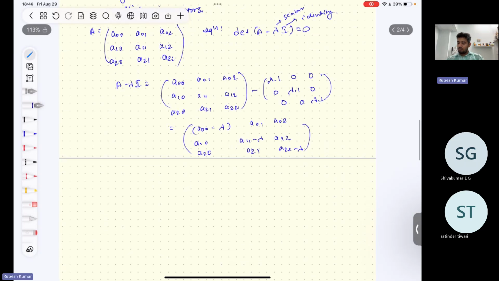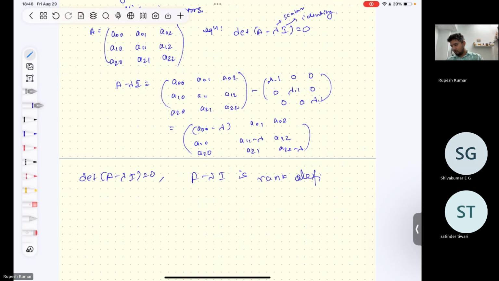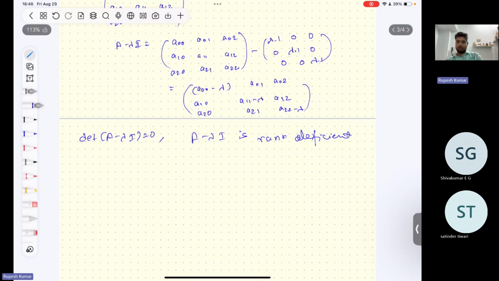Fine. So now what I'm saying is that determinant of A minus lambda I has to be 0, so that A minus lambda I is rank deficient, right? It has to be rank deficient. That means the determinant of this has to be 0. Then only we can find such U, right? This is a basic property of homogeneous systems. If you want non-trivial solutions, the matrix has to be rank deficient, right?